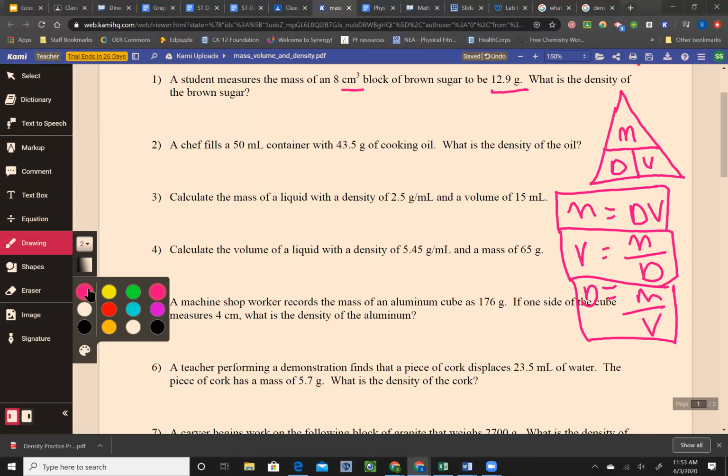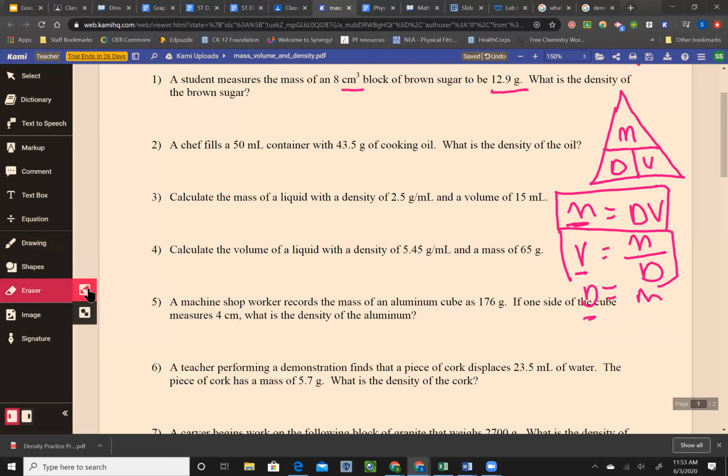To solve for mass, that is, if you're given the density and volume, this is how you solve for mass. If you're given the mass and density, this is how you solve for volume. If you're given the mass and the volume, this is how you solve for density. Okay? So hopefully those little tips and tricks work and help as you go through this, but I still need to work one problem for you.